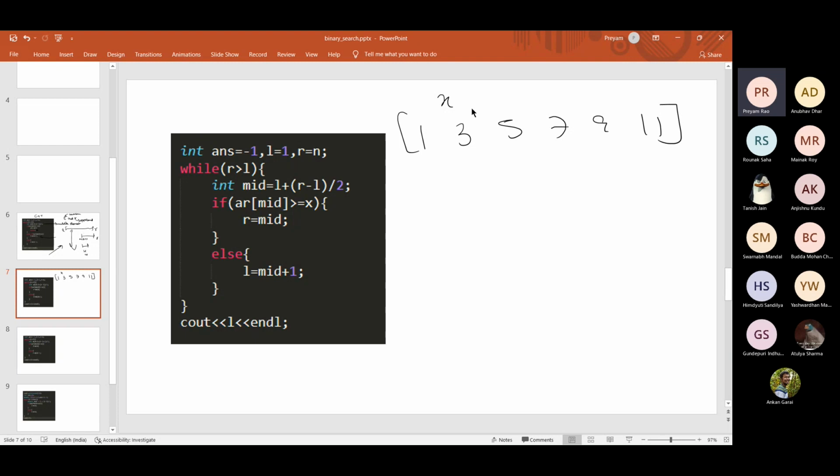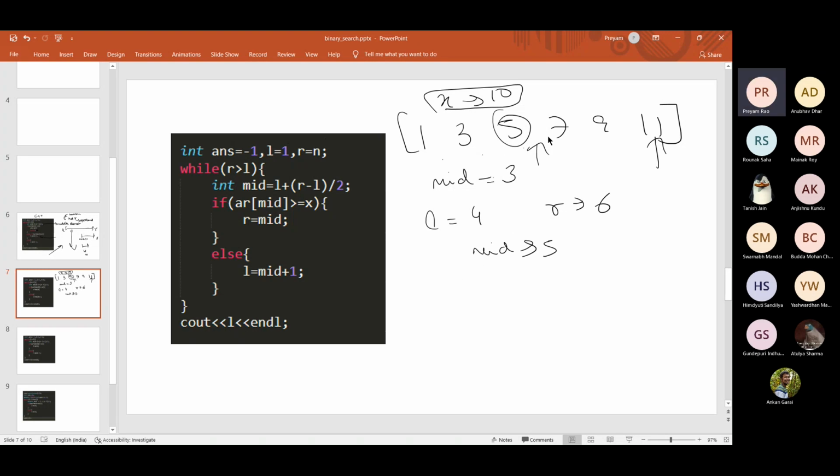Let's say X is equal to 10. So we're looking for the first element which is greater than or equal to 10, which is over here, 11. In this case, mid would be equal to (L plus R minus 1) by 2. L is 1, R is 6, so mid becomes 3. If arr[mid], which is 5, is greater than or equal to X, which it is not, so we'll write L equals mid plus 1. So L becomes 4, R remains 6, mid becomes 5.